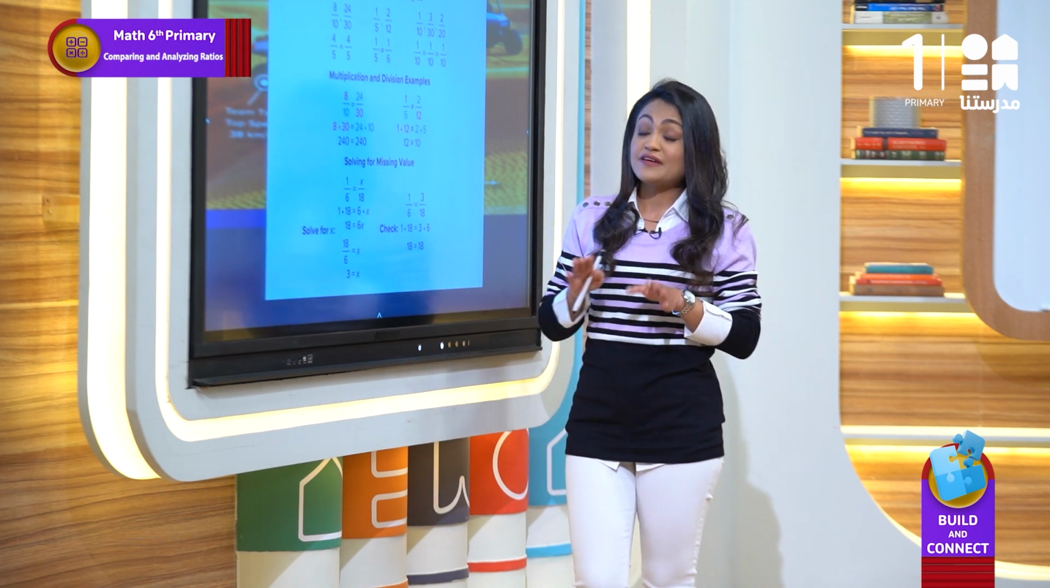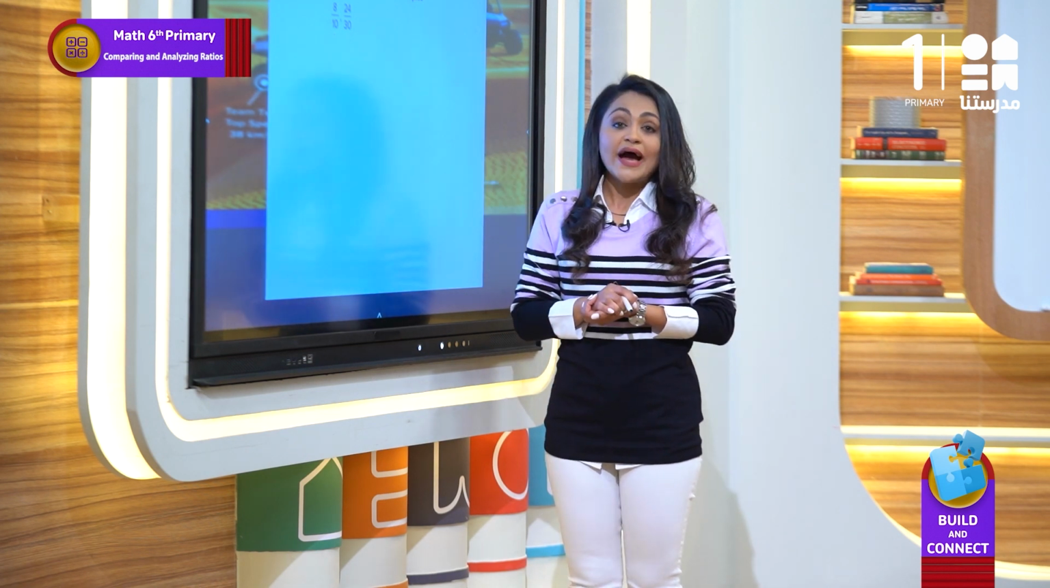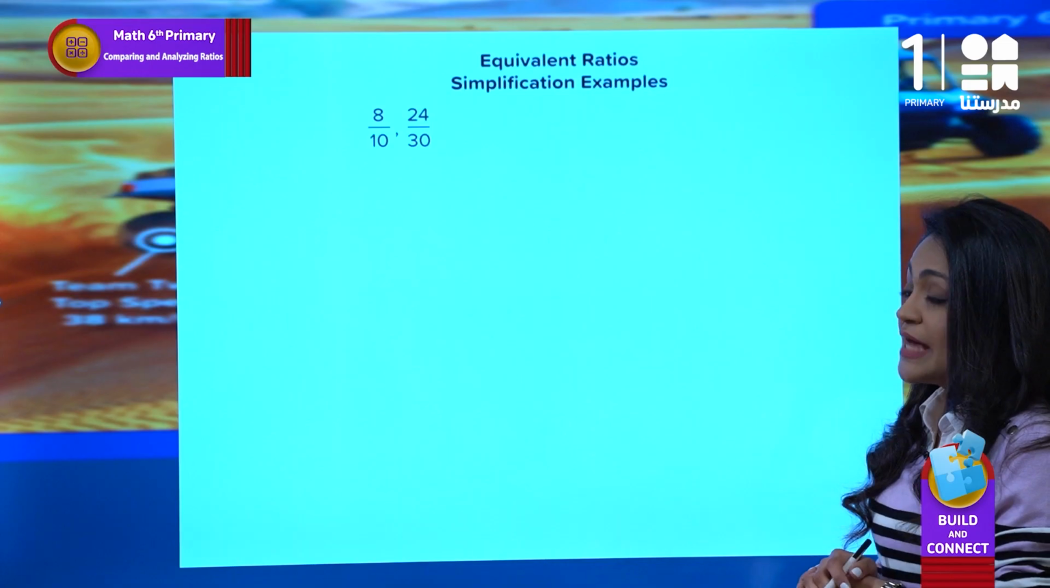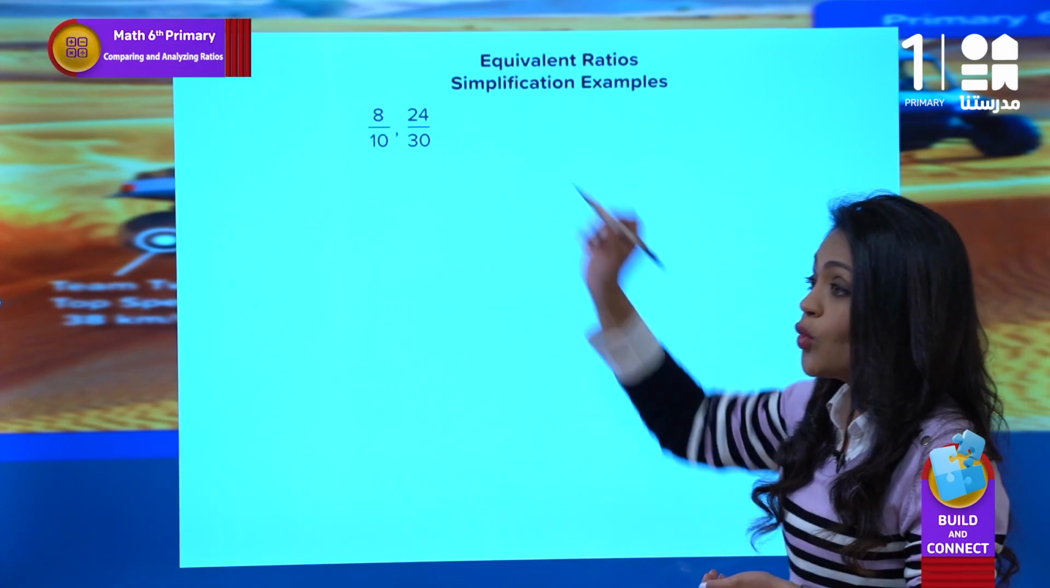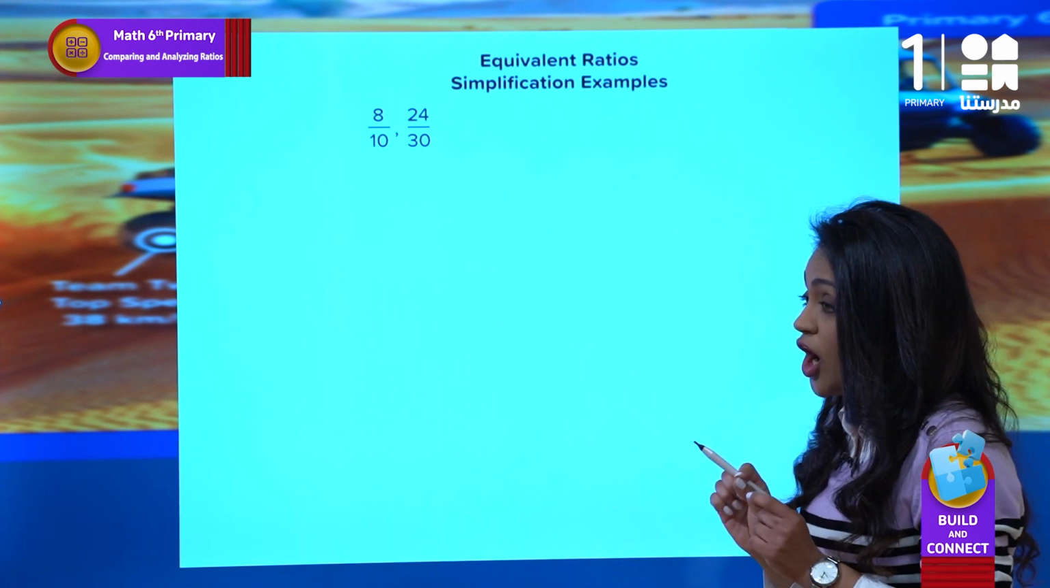Let's start here in the first example that we have. We have here the ratio of 8/10 and the ratio 24/30. To make sure they are equivalent, we simplify both ratios to their simplest form.